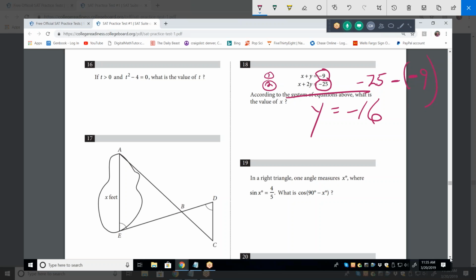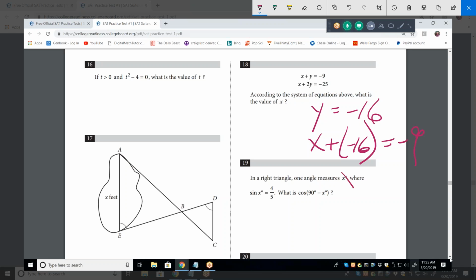Now we've solved for y. They want x. That was the only disadvantage in doing it the way I did it, was that I knew I was going to solve for y. So how do I solve for x? You just put the y into the equation. Which equation? Probably 1, because it'll be easier, with the smallest number. So x plus a negative 16 equals negative 9. What's x equal to?